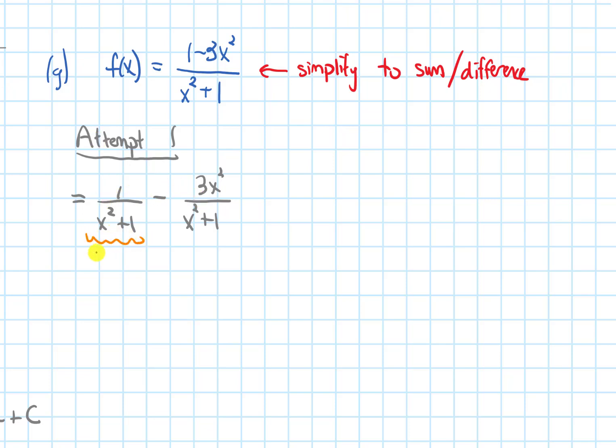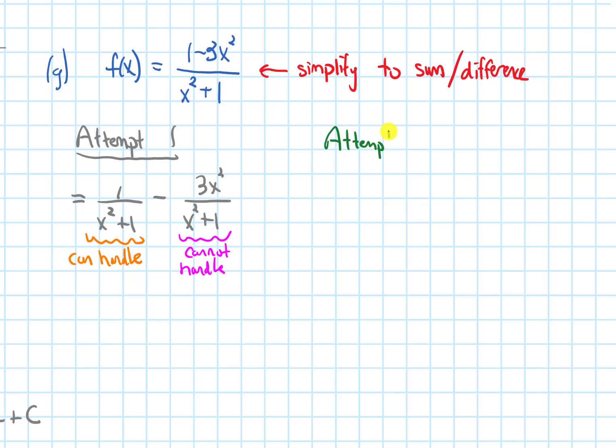So the first piece we could handle. We know, hopefully, what the antiderivative of 1 over x squared plus 1 is. It's arctan of x. But the second thing, 3x squared over x squared plus 1, this we cannot handle. At least we don't know what this antiderivative is. Just by looking at it, we'd have to further simplify this somehow. So I'm going to stop attempt 1 here, and I'm going to try to do this differently.